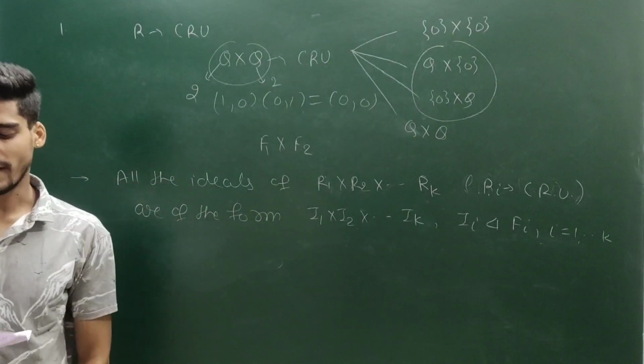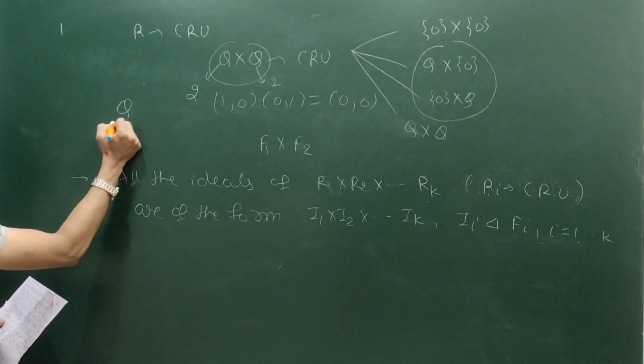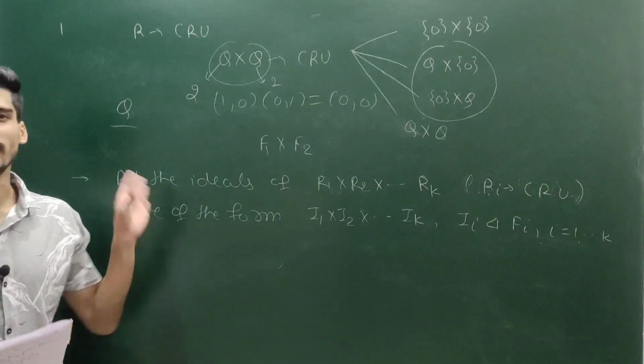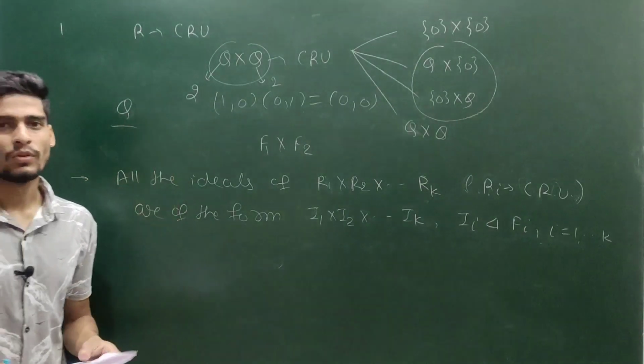Option B: if R has finitely many ideals, then R is finite. You can take any infinite field. This Q is an infinite field, or you can take any infinite field. Every field has 2 ideals. So it has 2 ideals, but it is not finite.